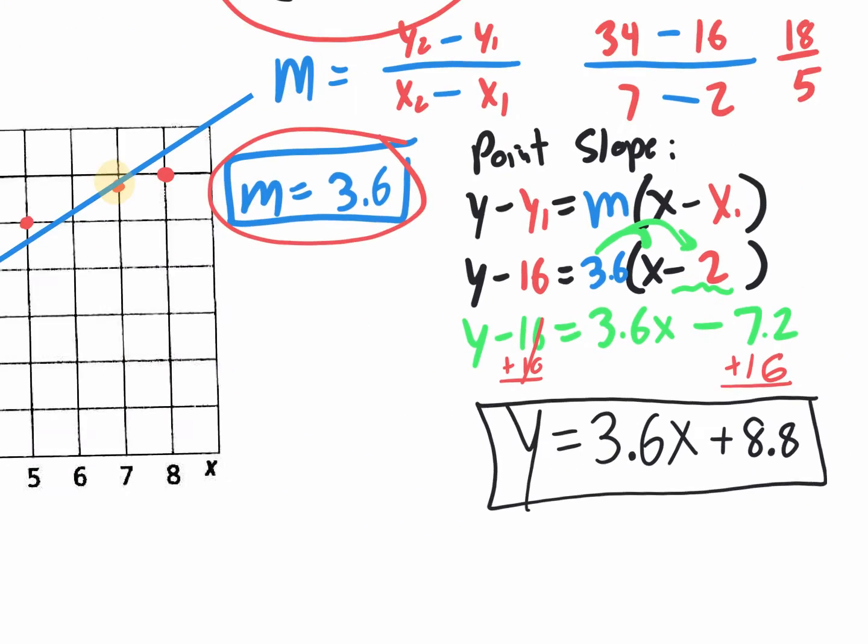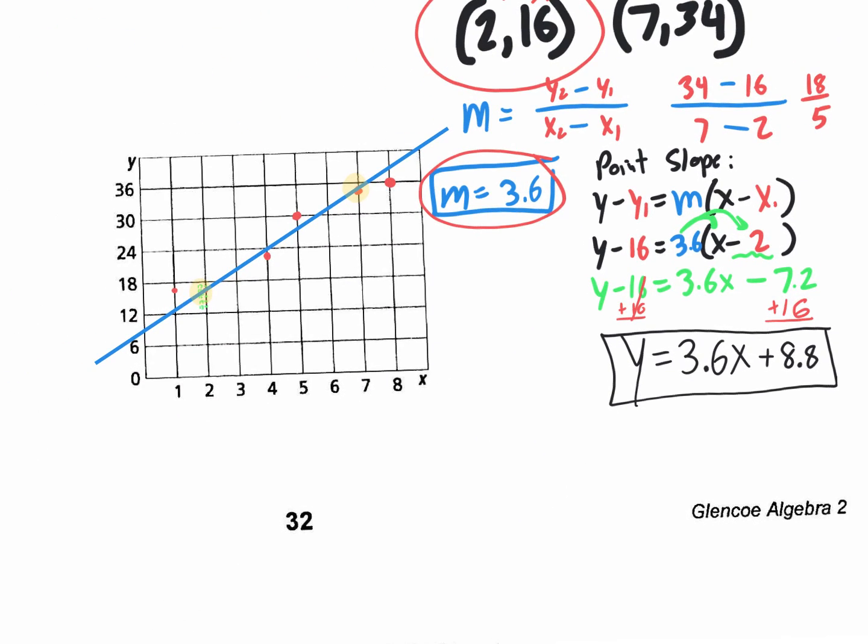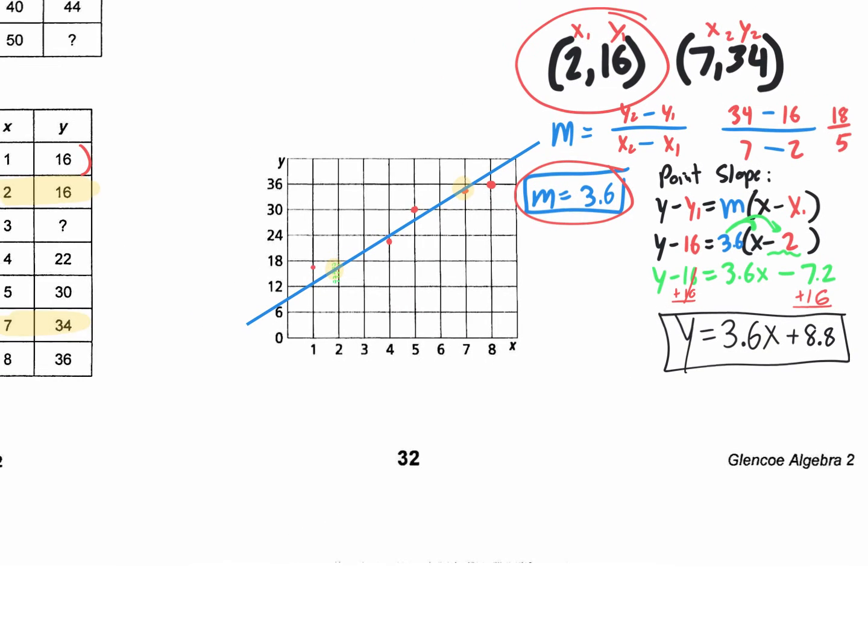I mean, it's one thing to be able to draw it. That's that blue line right there. But it's another thing to be able to come up with a specific algebraic equation that represents this blue line. Now, why is that a good thing? Because we could now predict. It's also called the prediction equation.